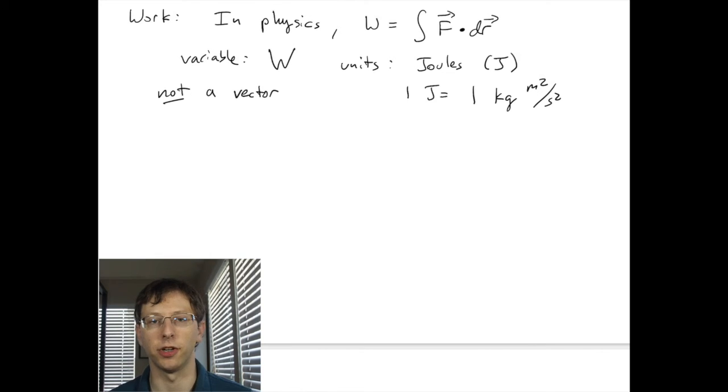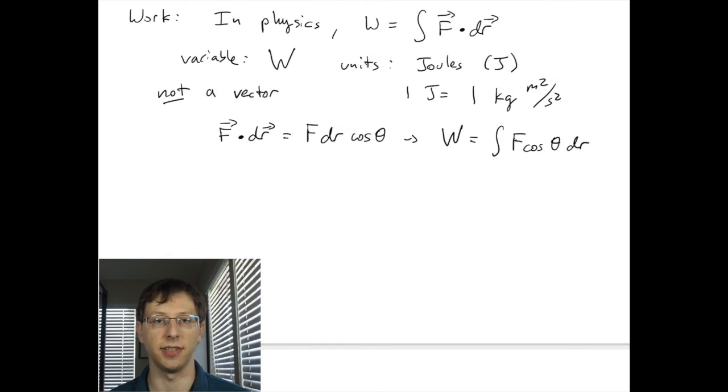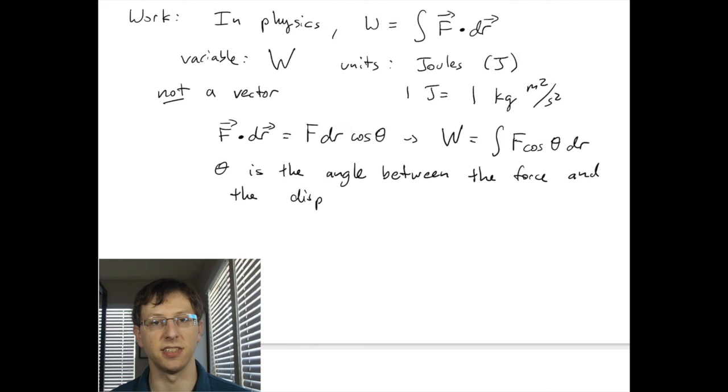Let's look at that integral more carefully. The dot product between F and dr. Well, the dot product of two vectors is equal to their magnitudes multiplied together times cosine of the angle between them. So this integral can also be written as the integral of F cosine theta dr, where you would integrate from the initial to the final position. And like I said, theta is the angle between the force and the displacement.